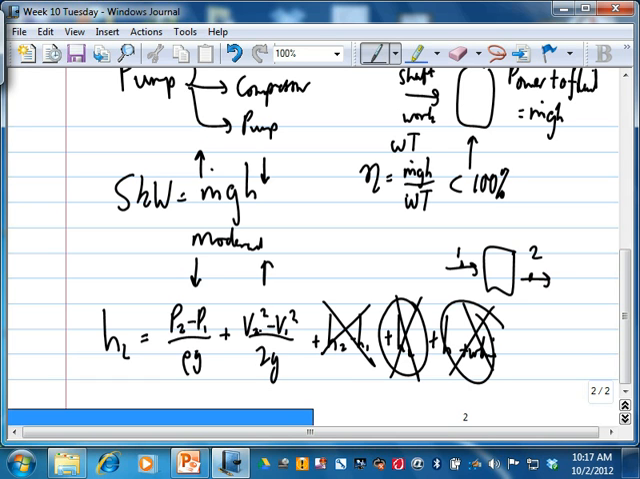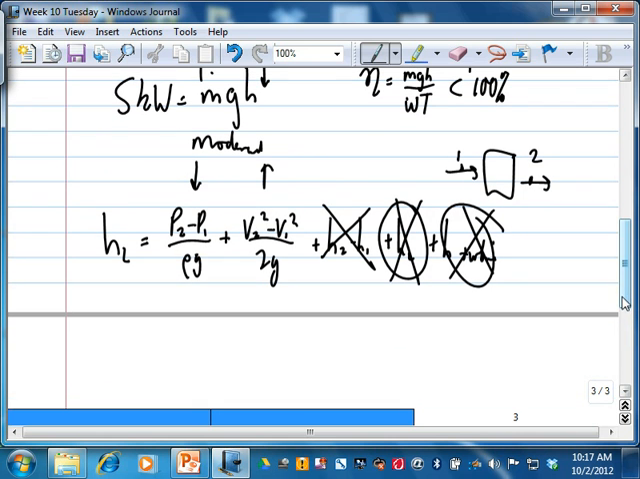The velocity, any difference or not, going in and out of the pump? Some say it can. Normally not much also, because m dot is equal to rho A V. Alright. So m dot 1 is equal to m dot 2.